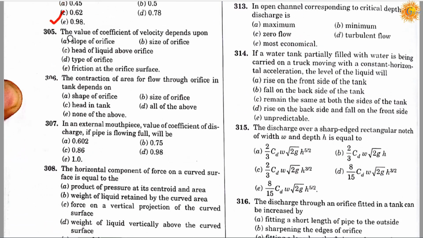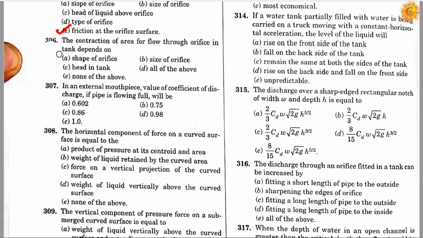Question number 305. The value of coefficient of velocity depends upon: option A, slope of orifice; option B, size of orifice; option C, head of liquid above orifice; option D, type of orifice; and option E, friction at the orifice surface. So the correct answer is E. It will be friction at the orifice surface.